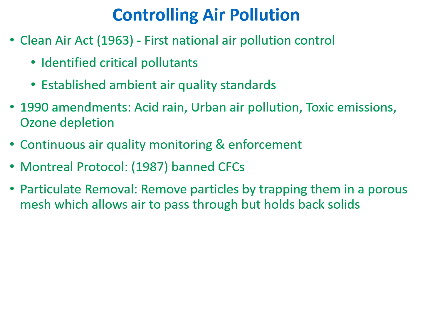So we also talked about particulate organic matter. How do we remove particulate organic matter? Removal of those can be done by having some sort of a porous mesh around those air chimneys or air passages that exhaust industrial emissions into the atmosphere. So essentially, you need to have some sort of a filter to hold back the particulate material.